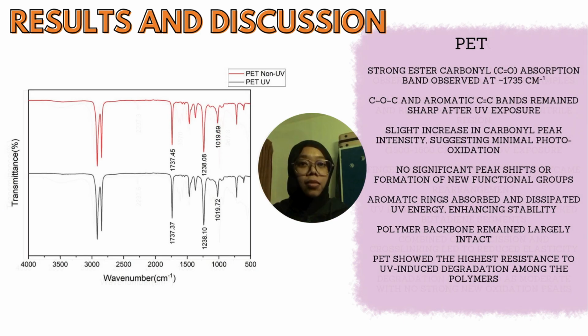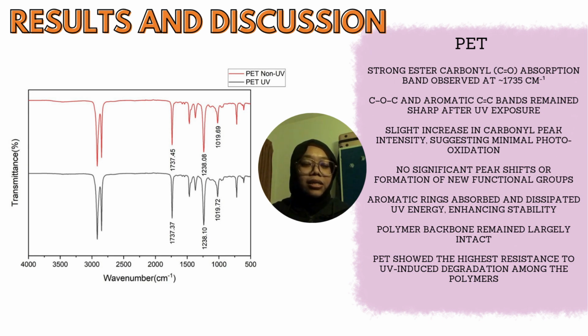For PET, the FTIR spectra of both UV-exposed and non-UV samples showed strong and well-defined absorption bands around 1735 inverse centimeters, corresponding to ester carbonyl stretching vibrations.